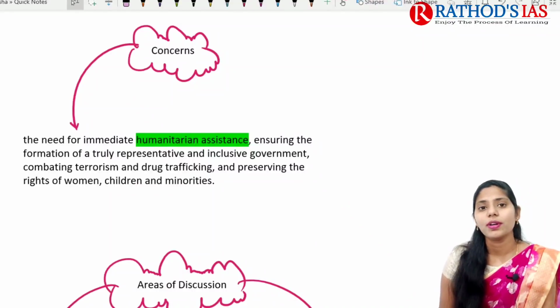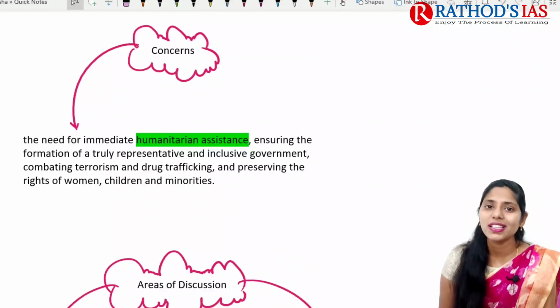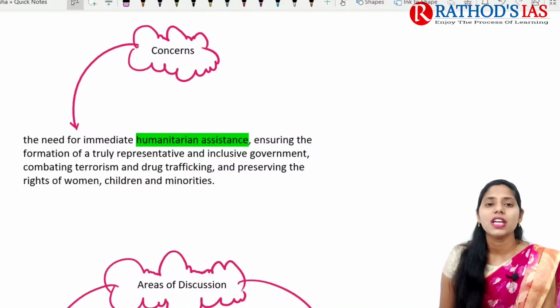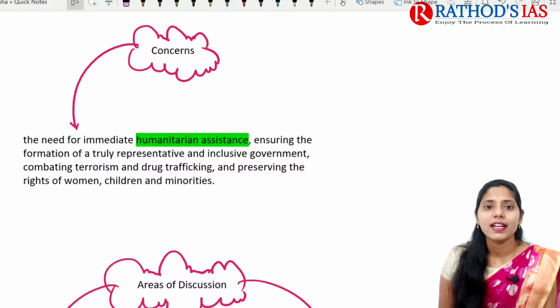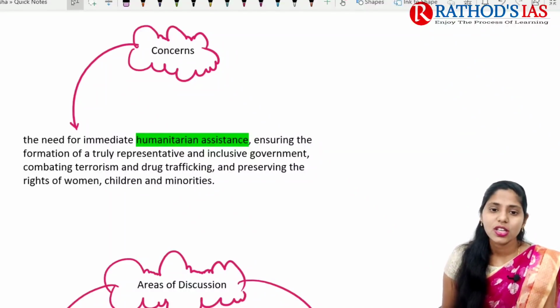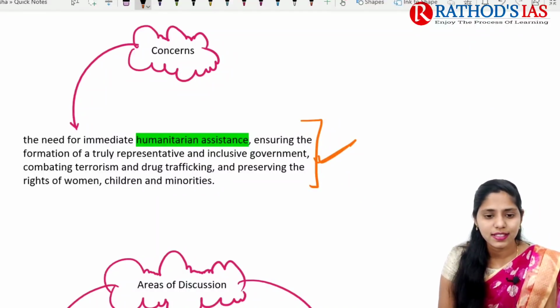There is also no proper inclusive government. The interim government formed in Afghanistan by the Taliban includes terrorist groups, right? They also have issues like terrorism and drug trafficking, and the rights of women, children and minorities are violated. So these are some issues of concern regarding Afghanistan which were highlighted in this summit.